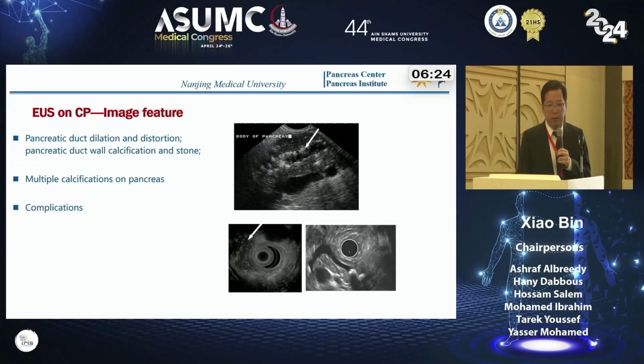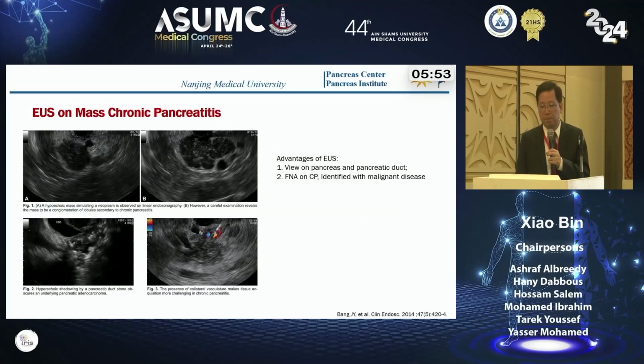Chronic pancreatitis can be diagnosed by EUS. It has some image features, like pancreatic duct dilation and distortion, pancreatic duct wall calcification and stones. And also you can see multiple calcifications in the pancreas, and other characteristics of complications of CP.